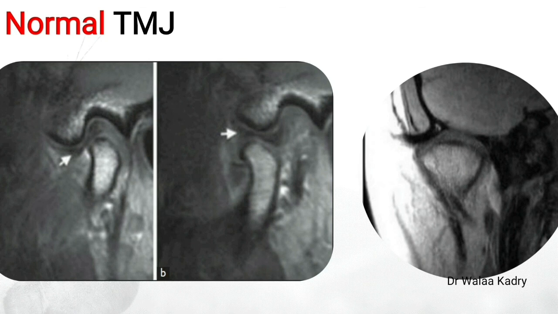Here on the right side, in the coronal view MRI, we can see the disc centered between the condyle and glenoid fossa with no medial or lateral displacement.